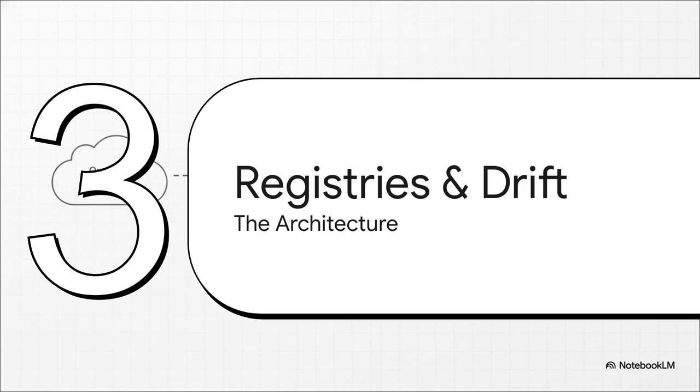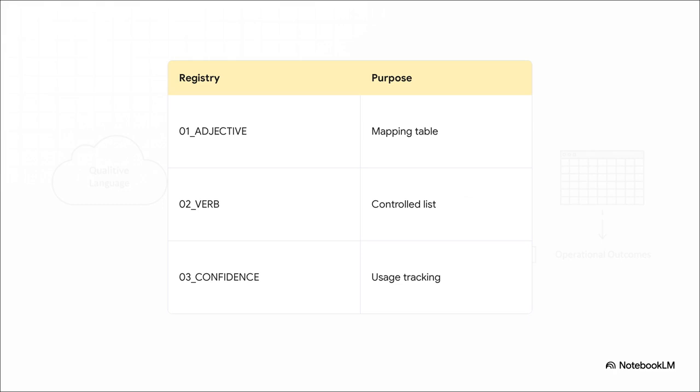Next up is Section 4, registries and drift prevention. Let's look at the architecture. To prevent our language from just becoming super subjective over time, the system locks vocabulary down using 3 interconnected registries. The O1 adjective registry is your main mapping table, but the O2 verb registry, that is the true hero here. It acts as the ultimate gatekeeper. It's a strictly controlled list of allowed verbs. If a mapped verb doesn't exist in that registry, the adjective is immediately flagged as invalid. Boom. That is exactly how we actively stop semantic drift. And finally, the O3 confidence log just tracks overall usage.